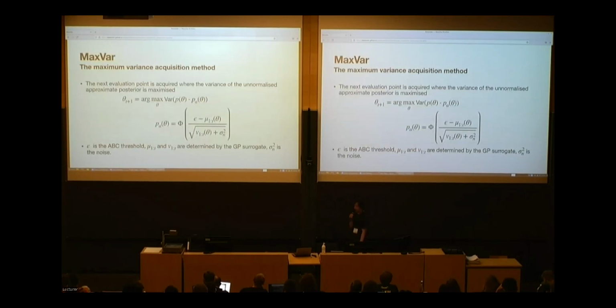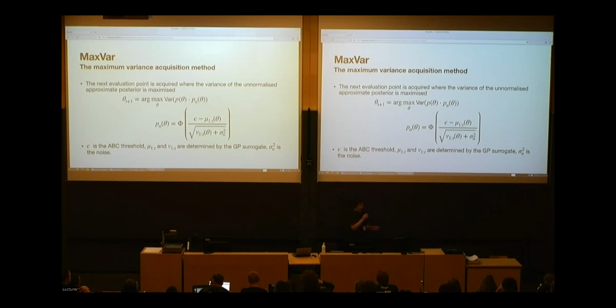The maximum variance acquisition method. Each of these is based on a Gaussian process surrogate, and that means that you can calculate the posterior estimate by integrating the Gaussian process point-wise up to an ABC threshold, epsilon. So your posterior estimate is going to have variance because you have a probabilistic surrogate for the parameter values and the distance. So your posterior distribution also is going to be probabilistic.